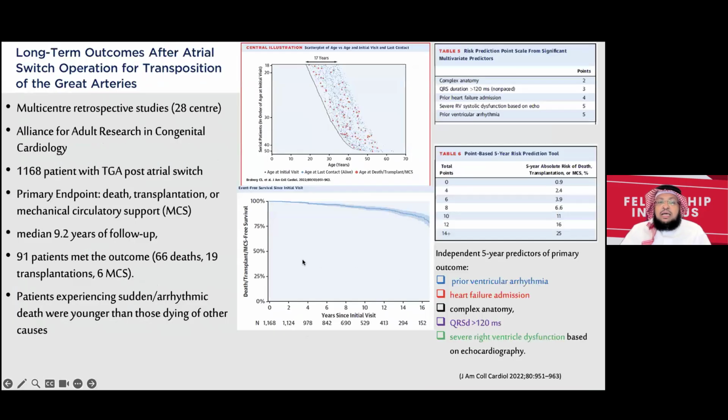On the other hand, in those patients with post-atrial switch operation, they found that the independent 5-year predictors for the primary outcome were prior ventricular arrhythmias, heart failure admission, complex anatomy, QRS duration more than 120 milliseconds, and severe right ventricular dysfunction based on echocardiography.